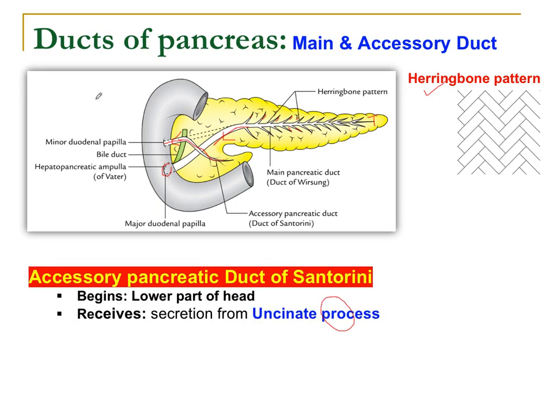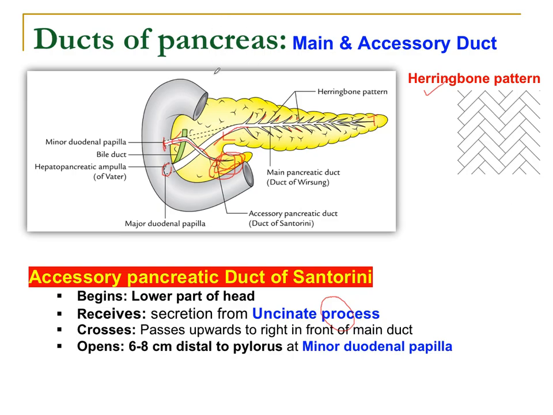If you see the accessory pancreatic duct, it is draining the lower part of the head of the pancreas, especially the uncinate process. The secretions from this part are drained into the minor duodenal papilla. This accessory pancreatic duct is also called the duct of Santorini. It is almost 6 to 8 centimeters from the distal part of the pylorus.